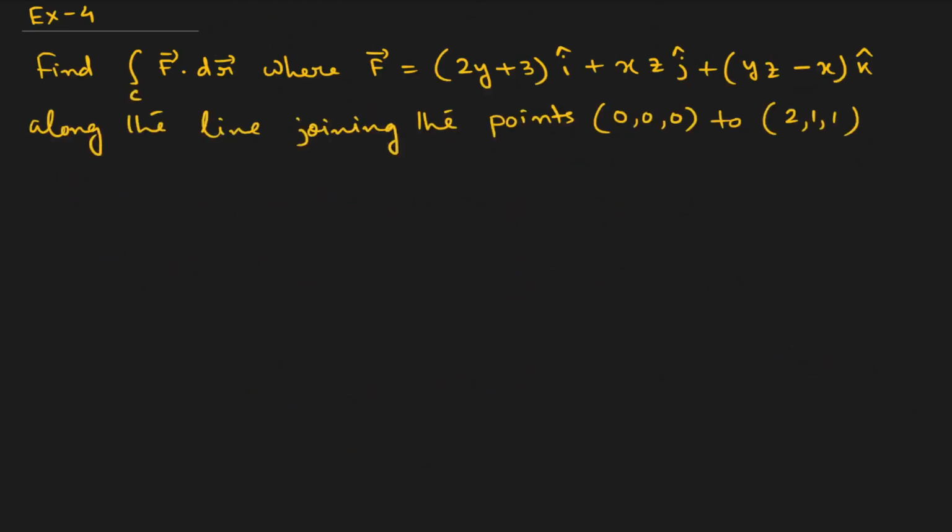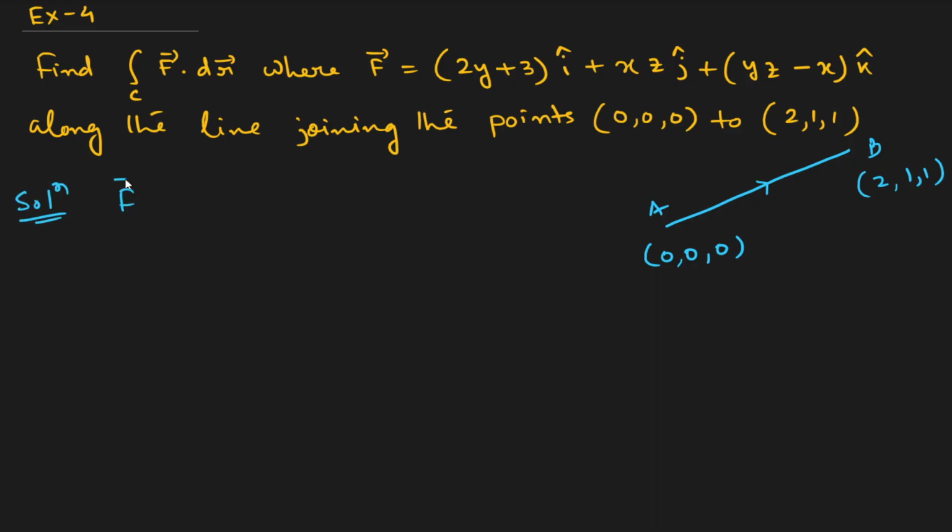Let us do one last problem. So find integration over C of f bar dot dr bar, where f bar is given along the line joining the points. So this is a little bit different. Here you see t is not given and any other information is not given. We have to go through a line. So this is the line, 0, 0, 0, and suppose this point is A, another point is B, whose coordinate is 2, 1, 1. This path is not known to us, so we have to find this path first. So how will we do that?